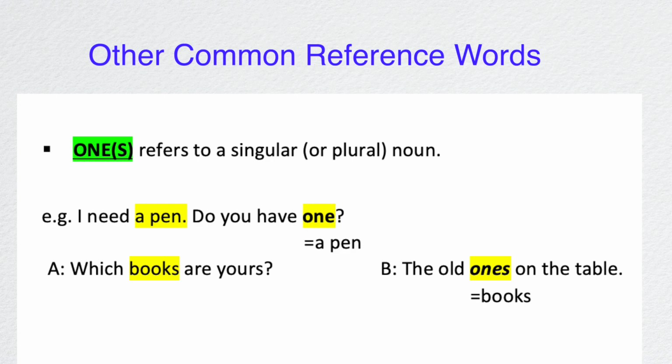Finally, one or ones refers to a singular or plural noun. For example, I need a pen. Do you have one? Instead of a pen, we can say, do you have one? Here, one refers to a pen. Which books are yours? The old ones on the table. Instead of saying the old books on the table, we can simply say the old ones on the table.